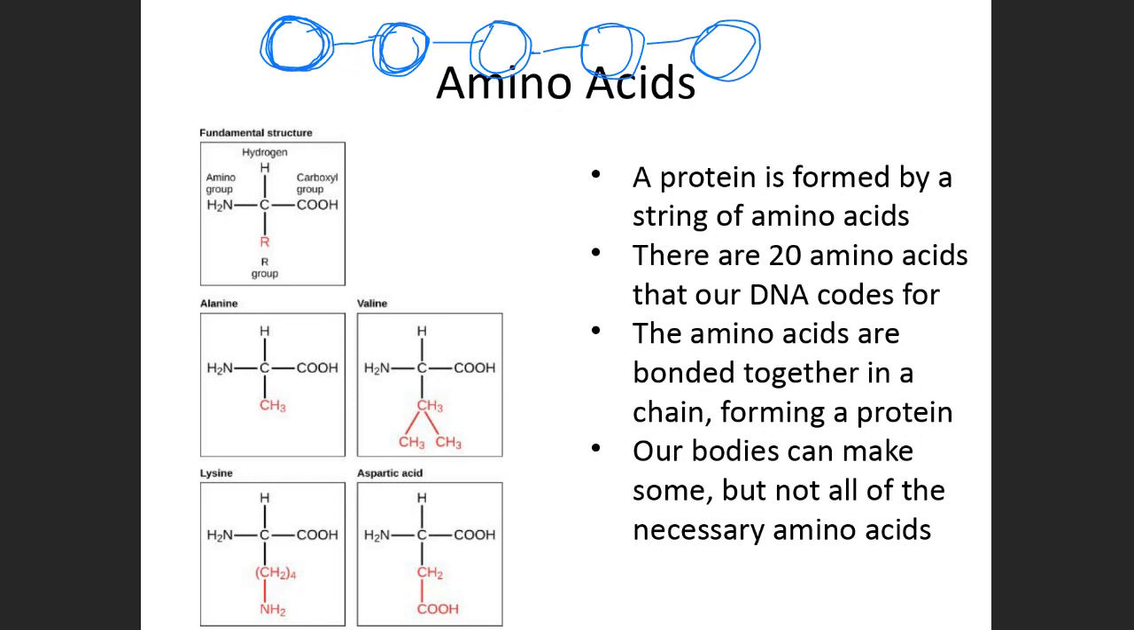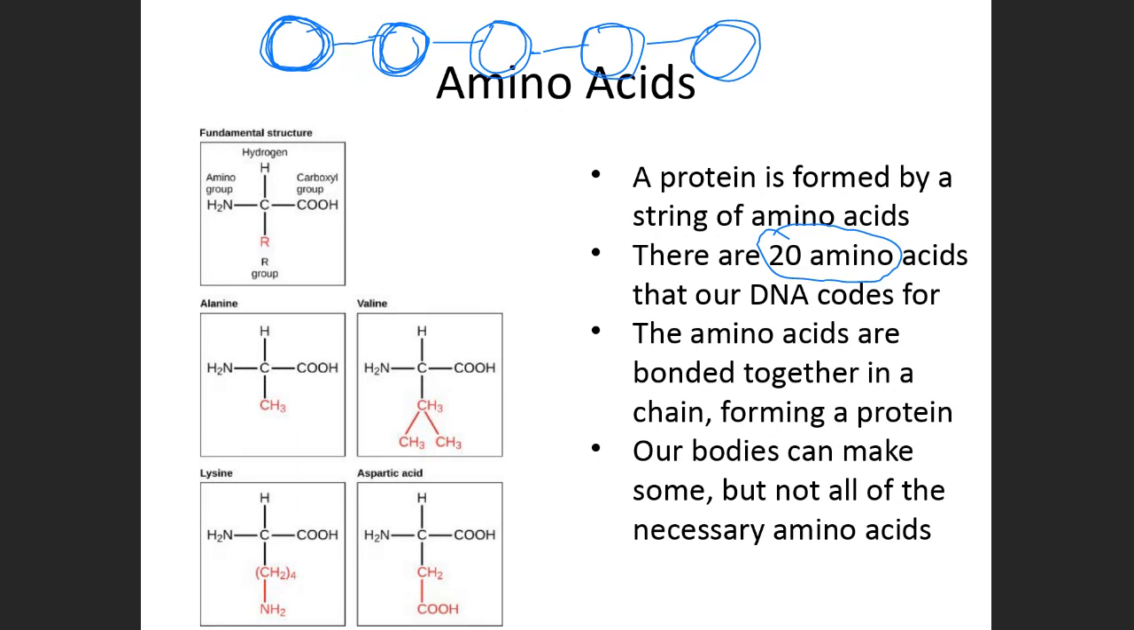Our bodies can make some of these amino acids, right? There are 20 of them. Our bodies can make some, but they can't make all of them. These are just showing you what some of these amino acids may look like.